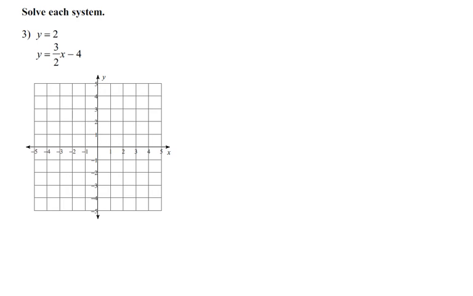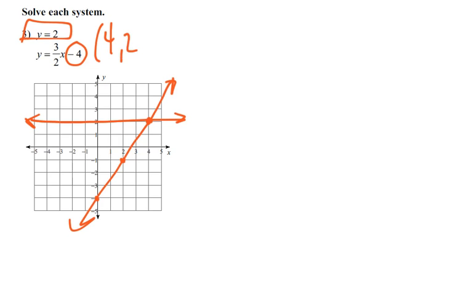So, number 3, graphing. We'll start with graphing. y equals 2. No x, that tells me it's a horizontal line at 2. The next one, negative 4, go down to negative 4. Slope is 3 over 2, up 1, 2, 3, to the right 2. You can see exactly where they intersect. And my answer is (4, 2).